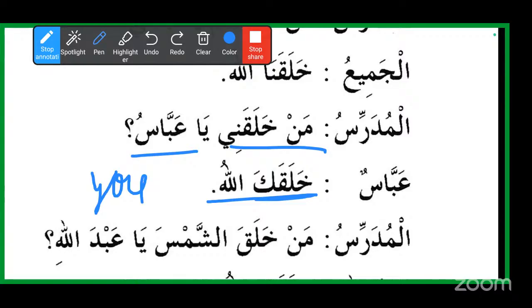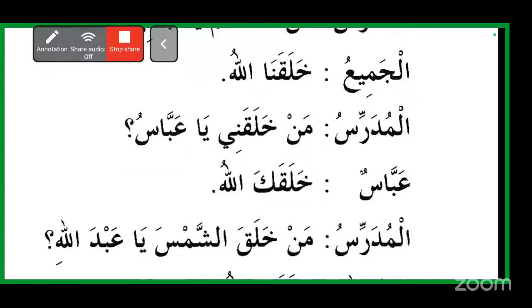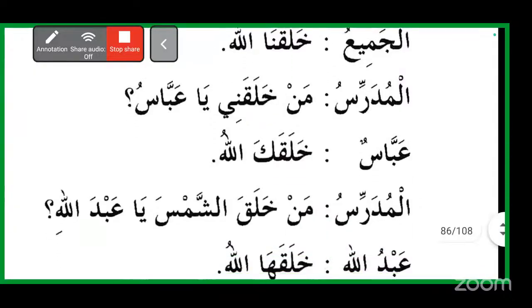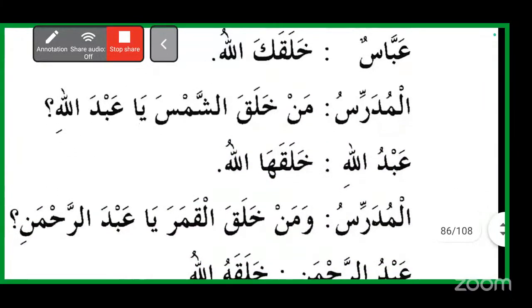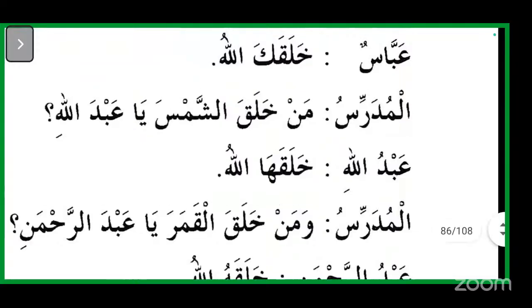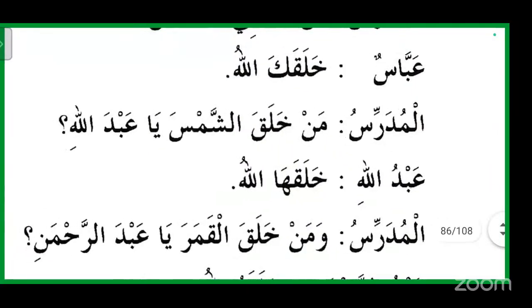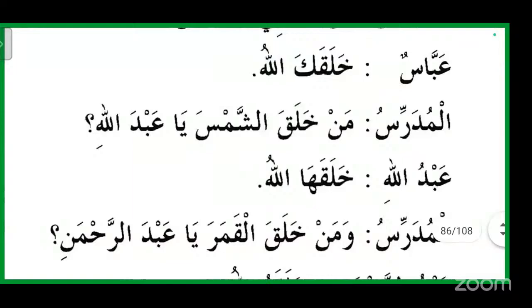He's not asking Abbas who created Abbas. He's asking Abbas who created me, the teacher. Abbas replies, Khalaqakallahu. Allah has created you. Al-Mudarris says, Man khalaqa shamsa ya Abdullah.